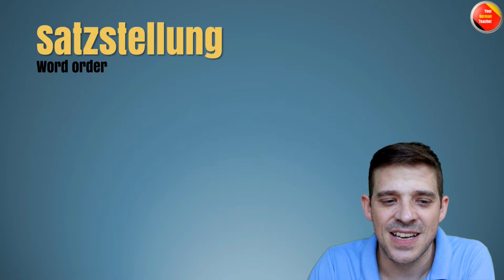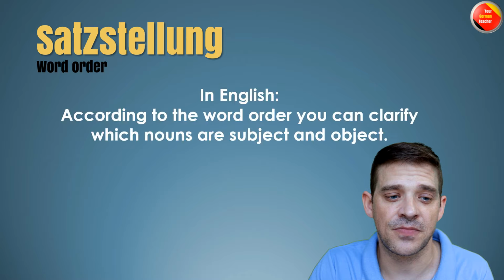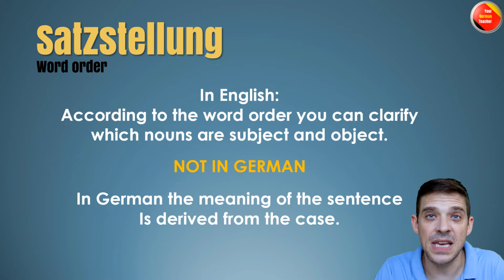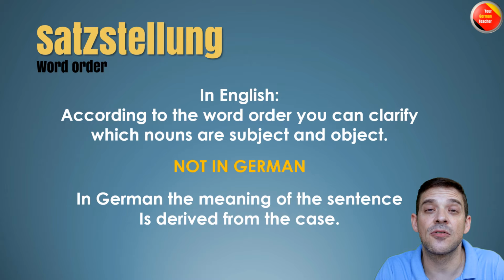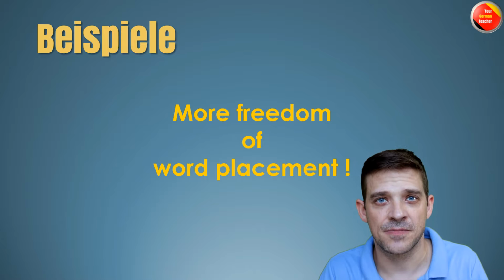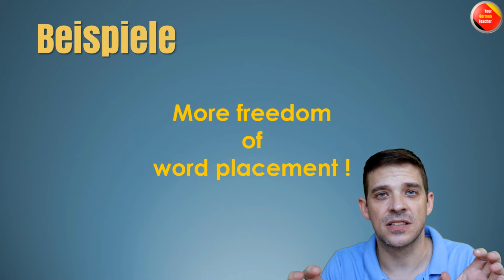Bonustipp. Satzstellung. Die Satzstellung. Satzstellung is word order. Especially in English, according to the word order, you can clarify which nouns are subject and object. That's not the case in German. In German, the meaning of the sentence is derived from the case. So this means you have more freedom of word placement. In other words, you can actually change subject and object.